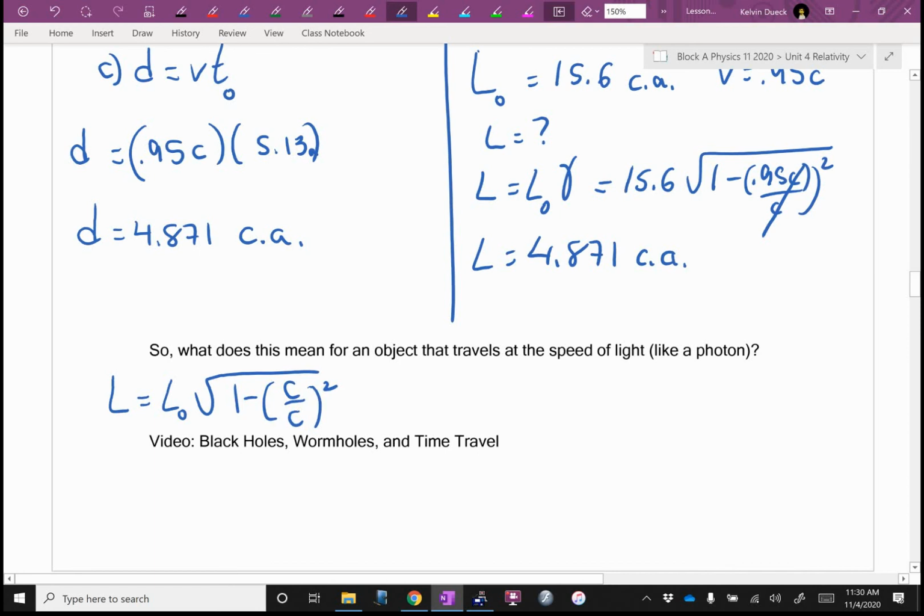What's c divided by c in your head, please? What's anything divided by itself? What's 1 squared? What's 1 minus 1? What's the square root of 0?